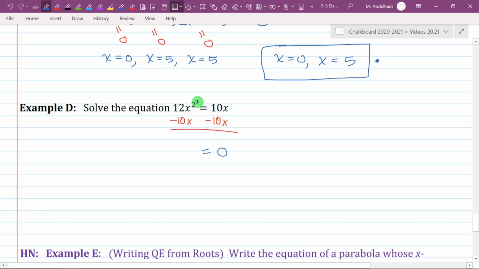Now, 12x squared minus 10x, hopefully you realize that different powers of x are not like terms. You cannot subtract these, so just bring them both down. And once again, highest power to lowest. So 12x squared minus 10x.